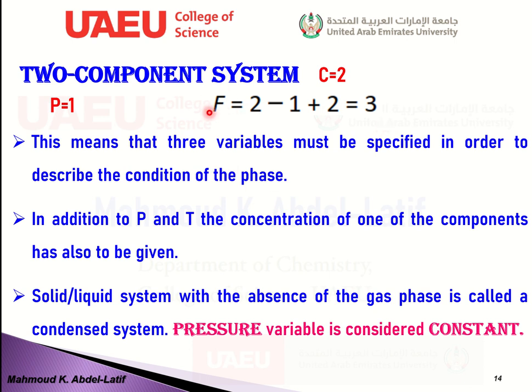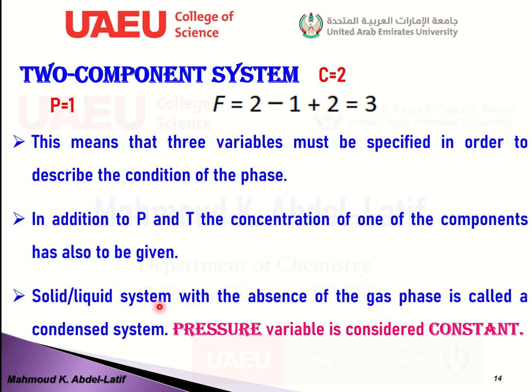If you have the number of degrees of freedom equal to 3, it means 3 variables have to be specified in order to describe the system. In addition to temperature and pressure, you need a composition. You need the composition of one component, and the composition of the other component will be known automatically. So in addition to the pressure and temperature, the concentration of one of the components has also to be given.